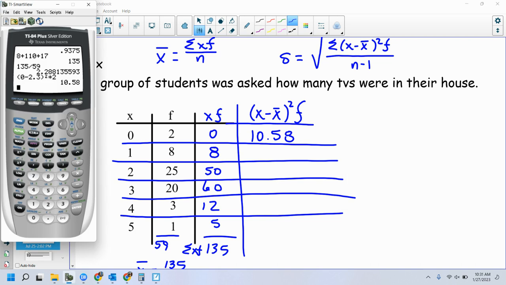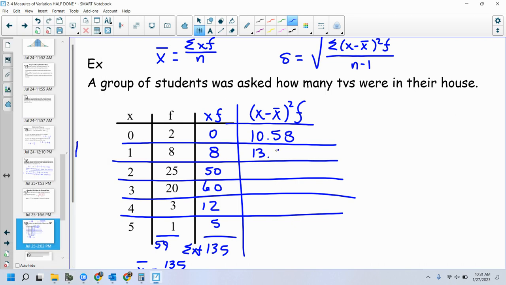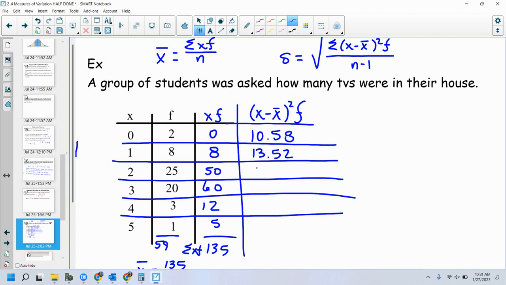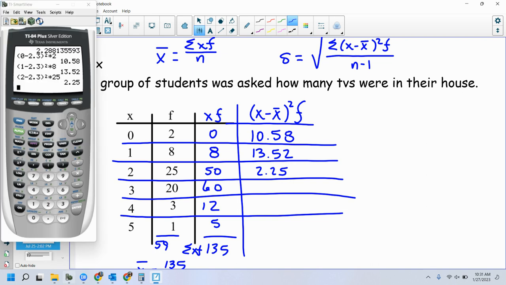So let's run the rest of the values. Now we have 1 minus 2.3, and my frequency was 8 people said 1. So 13.52. And for the response of 2, 25 people said 2. 2.25. Now, why did that number go down? So many more people said that. Why did that number go down so much? It's closer to the mean. Because it's closer to the mean, right? Standard deviation, you're going to get lower numbers the closer you get toward the mean.